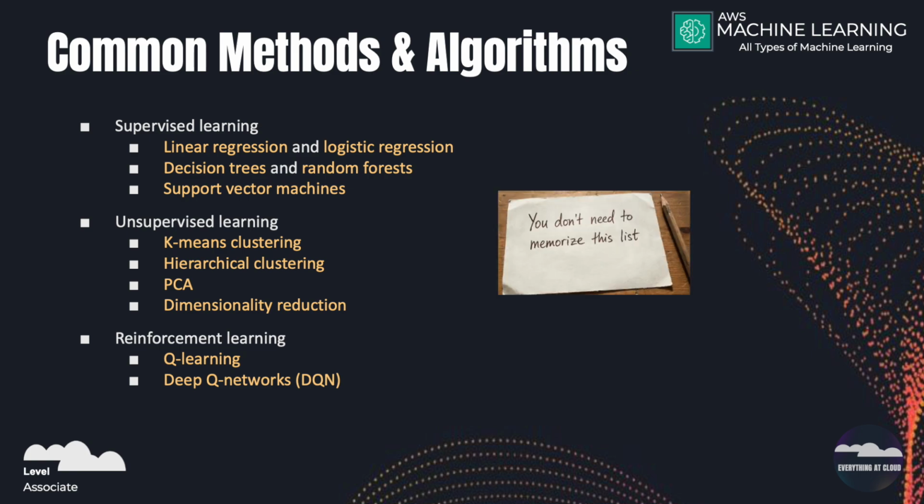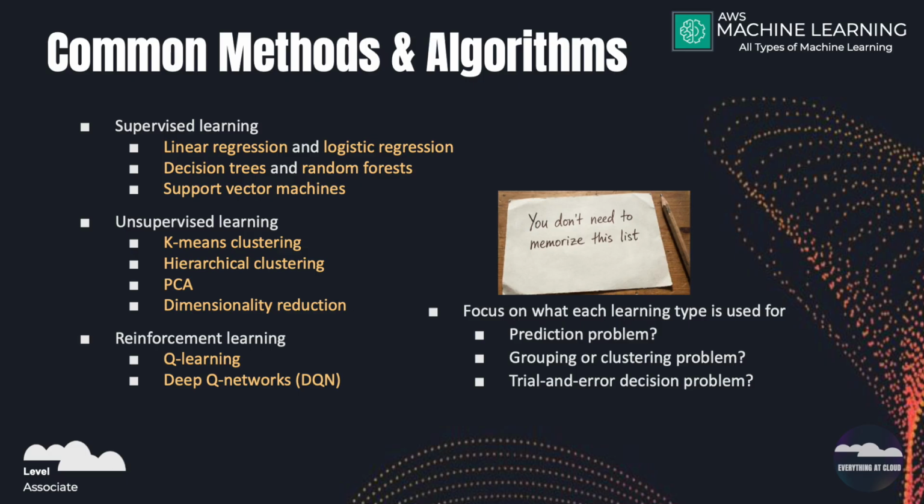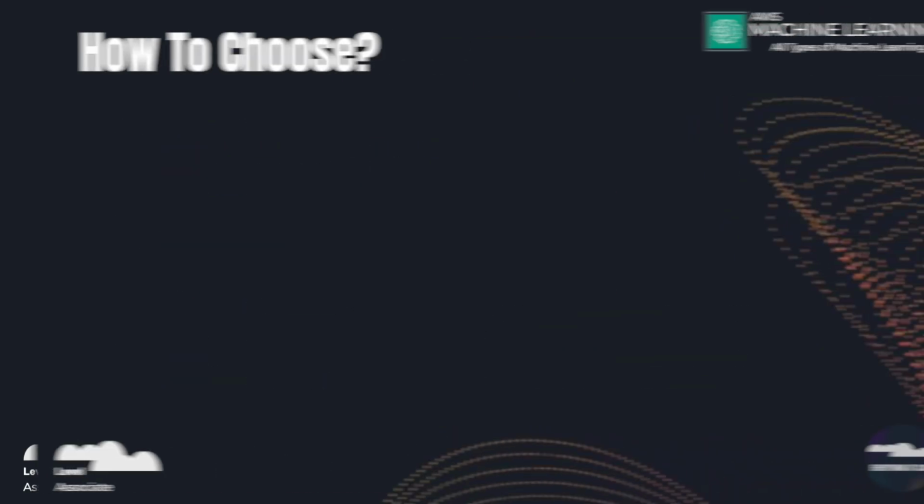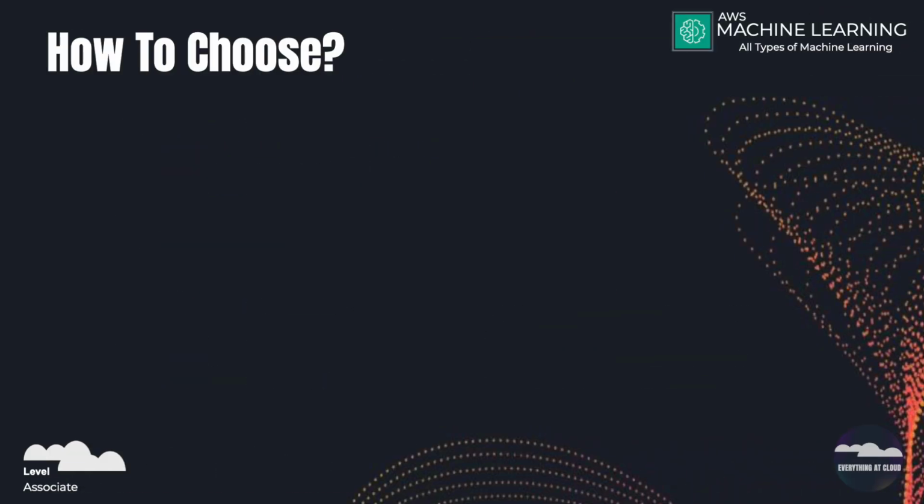At this stage, the most important thing is to understand what each learning type is used for, not the math or the algorithms themselves. What matters more is knowing how to choose the right approach for your situation. If you can recognize this is a prediction problem, or this is a grouping problem, or this is a trial and error decision problem, you're already on the right track. So let's make that decision a bit easier.